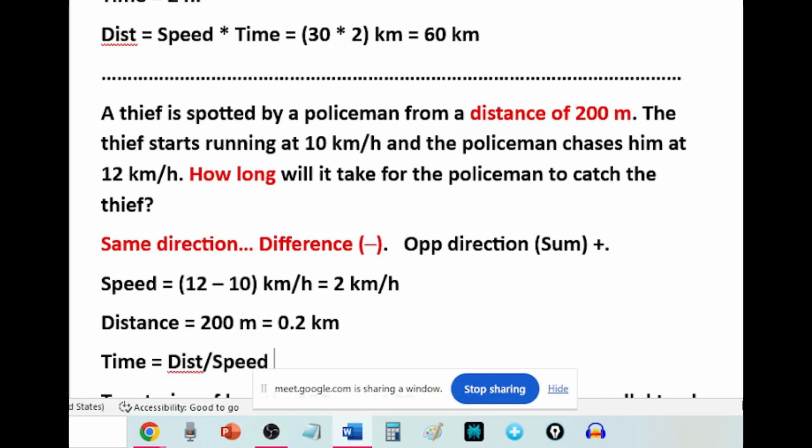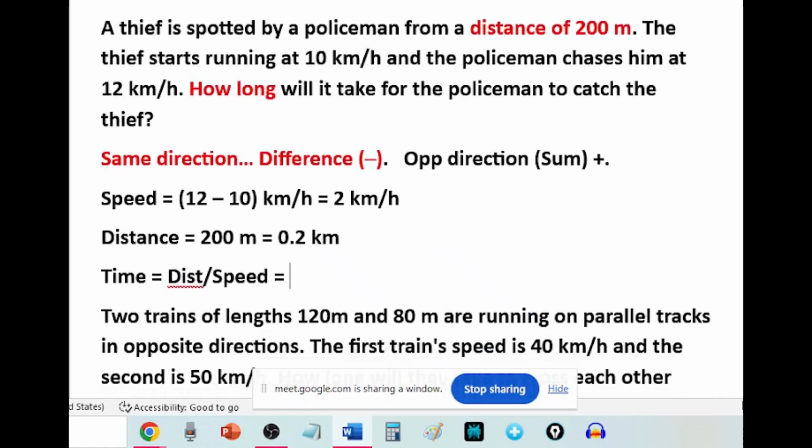So that will be equal to 0.2 divided by 2. How much will it be? 0.2 divided by 2? 0.1. 0.1 into 2 will be 0.2. So 0.1 hours. There is no minutes here, because all the kilometer per hour is in hours.